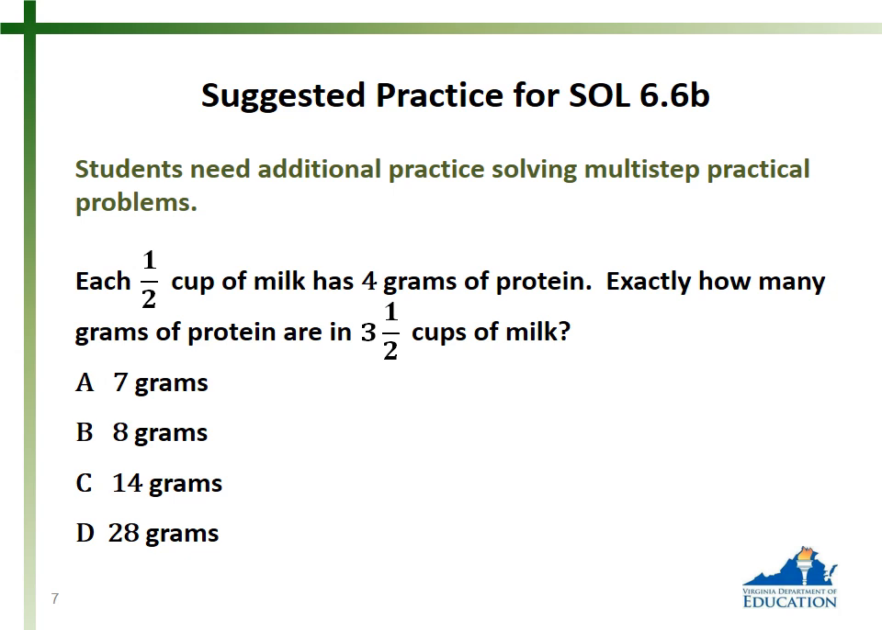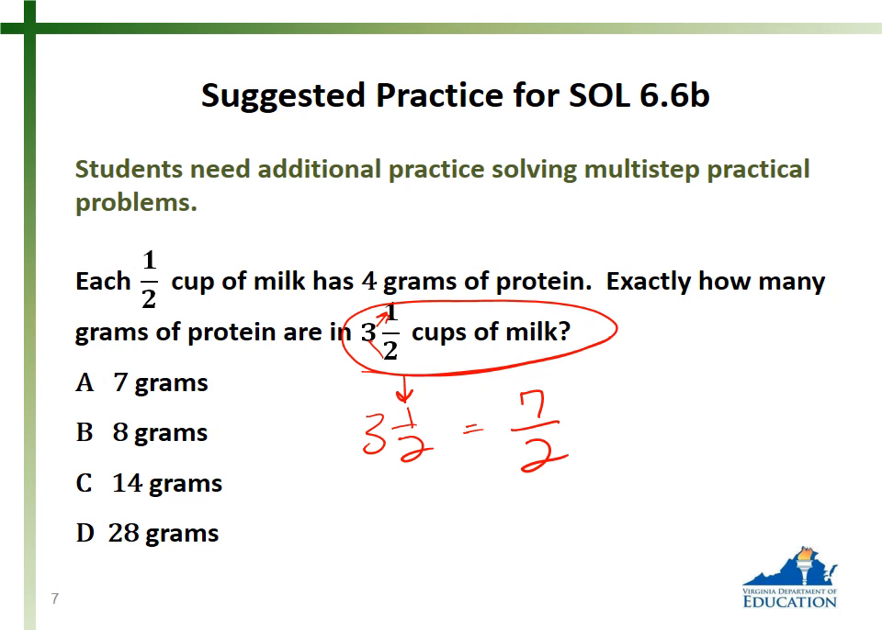So we have this question. Each 1/2 cup of milk has 4 grams of protein. Exactly how many grams of protein are in 3 1/2 cups of milk? And so the way we can figure this out is let's figure out how many half cups there are in 3 1/2. And so what we can do is we can make this an improper fraction. And so we can say that 3 1/2 is the same as 7 halves.